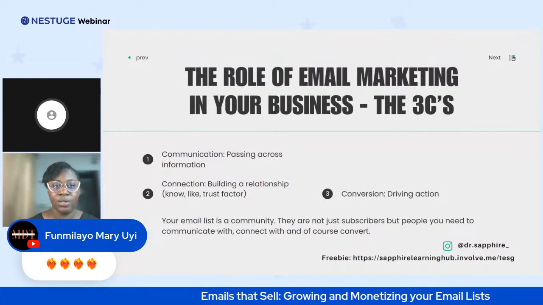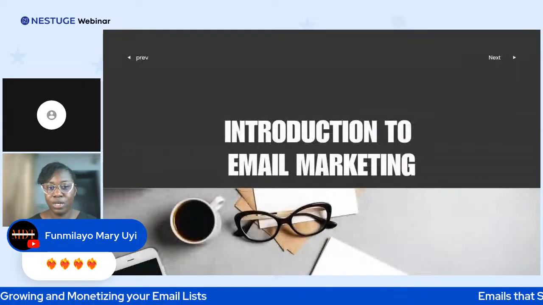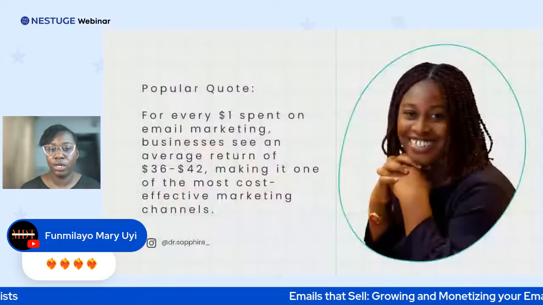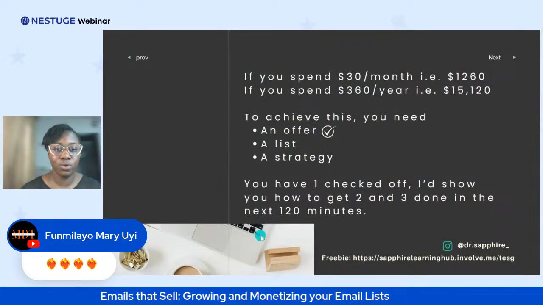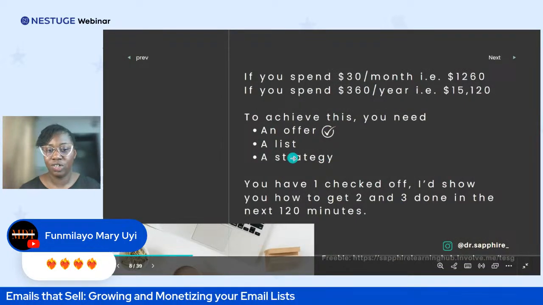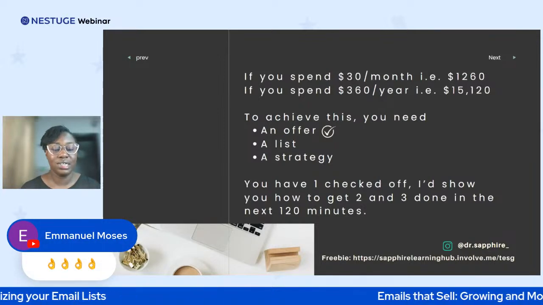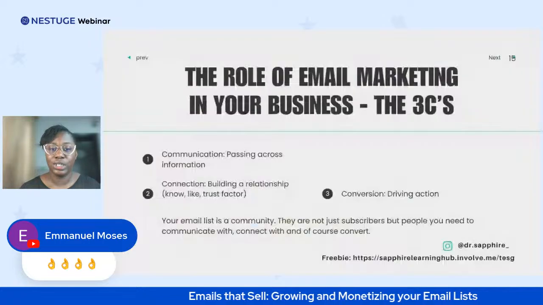Thank you. The role of email marketing in your business, the 3 C's, awesome. Exactly. So I'm just going to flash back a bit, okay, this was what I was talking about when I said popular quotes for those who missed it. And of course, when I talked of you having an offer, a list, and strategy, you already have an offer. So we're going to look at how you can get a list and the strategy. Of course, you all heard the ground rules, and this is where we are.